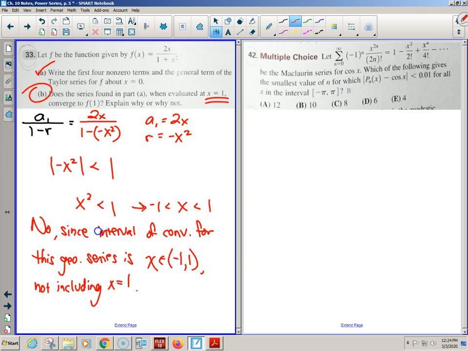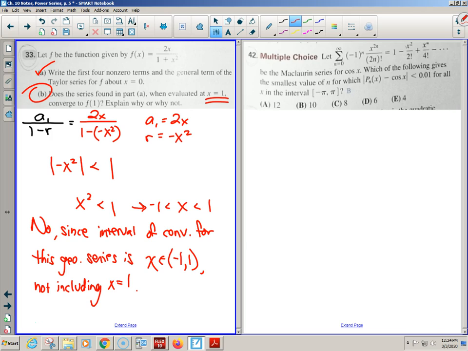In this specific example, 1's not included. Does that make sense? All because of that less than. And then notice over here in the multiple choice, we have the Maclaurin for cosine, which they wrote out, but we already know that, or should be memorizing it. They want the smallest value of n. This is like the one that Lorenzo and Joe both practiced yesterday a little bit. For all x in the interval negative pi to pi.